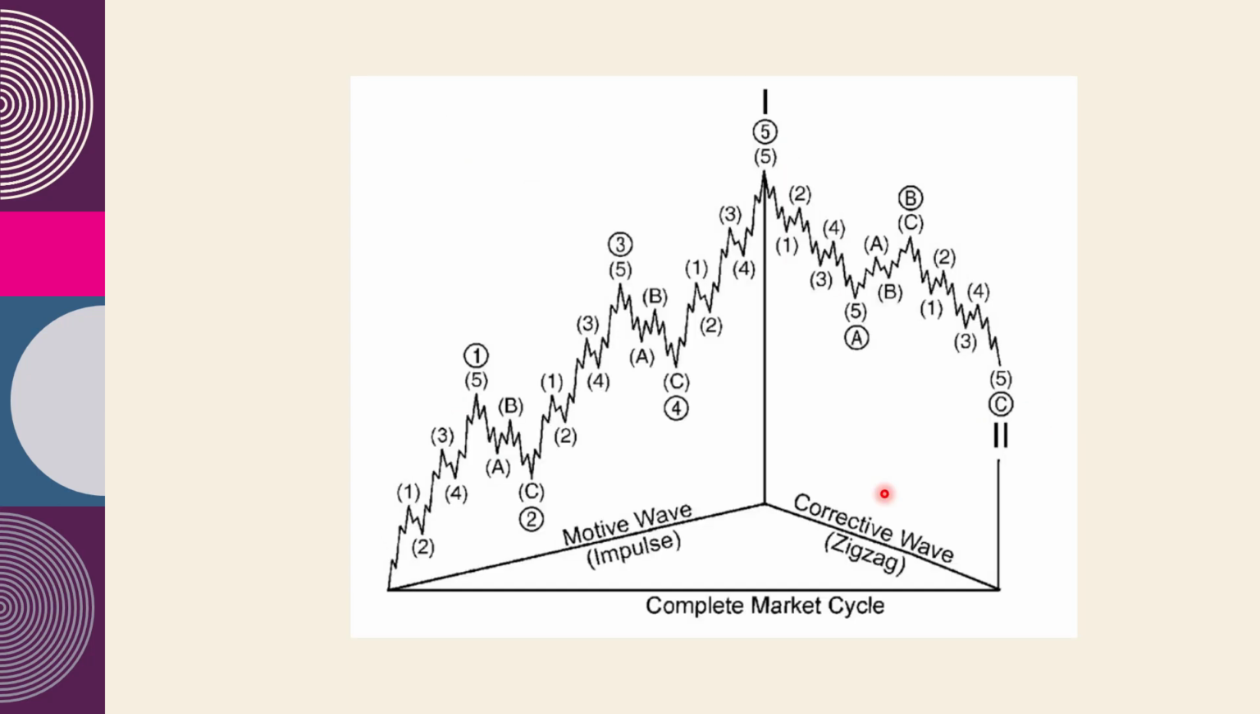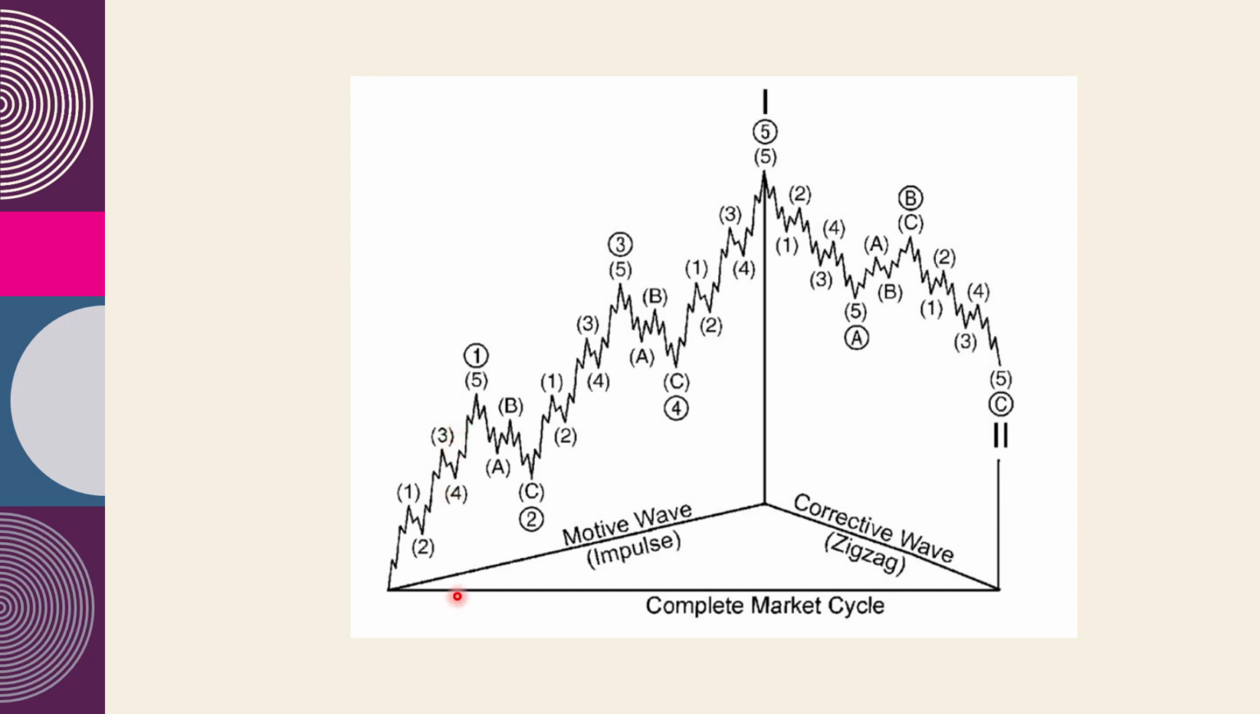All waves are part of other waves at a larger degree. They are also divisible into waves at a lower degree. So in this, if you see, the primary wave is marked as motive wave 1, 2, 3, 4, 5. But within that, we further see 1, 2, 3, 4, 5. This is what I mentioned: all waves are part of other waves at a larger degree. They are also divisible into waves at a lower degree.